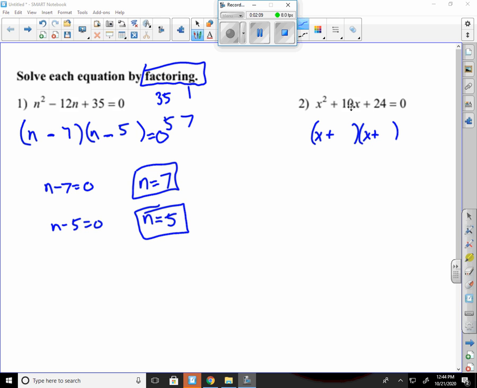So let's see what adds together to give us 10. 6 and 4 adds together to give us 10. So this is a 6 and this is a 4. Those could be in either order. It doesn't matter. So now this would become x plus 6 equals 0. We break those apart. x plus 4 equals 0. Subtract the 6 over. x equals negative 6. Subtract the 4 over. x equals negative 4.